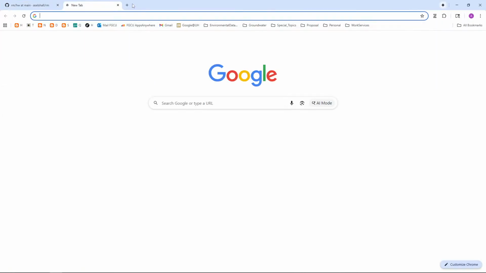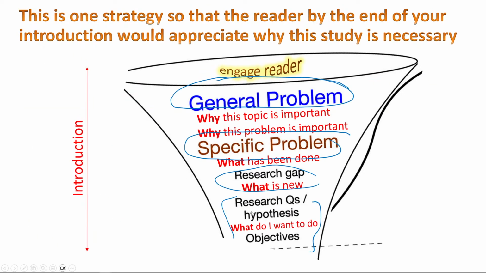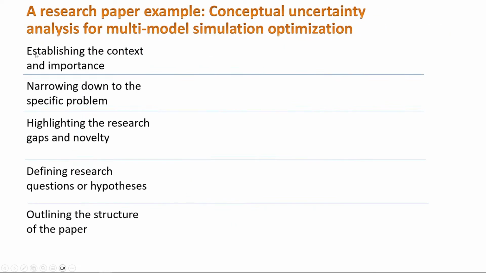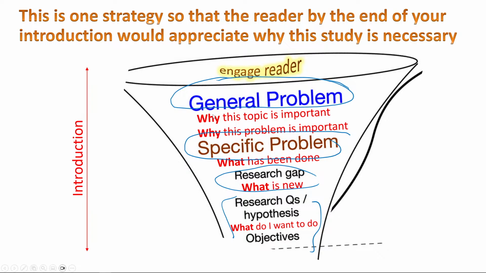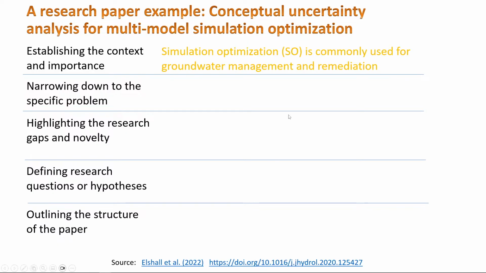Okay, let me open it, I didn't open it. We can open it, it's not a problem. Okay, let's do an example. So here, remember, you start from the general and you go to the specific. So here, establishing context and importance, the most general: why is this topic important and why is this problem important. So here, you establish context and importance, and we will use this as an example.